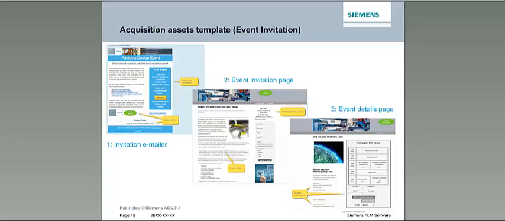And here we have a 3-step process. First an emailer for the event brings you to an event landing page with more information about the webinar or the seminar. And finally people can register, sign up at the event details page.